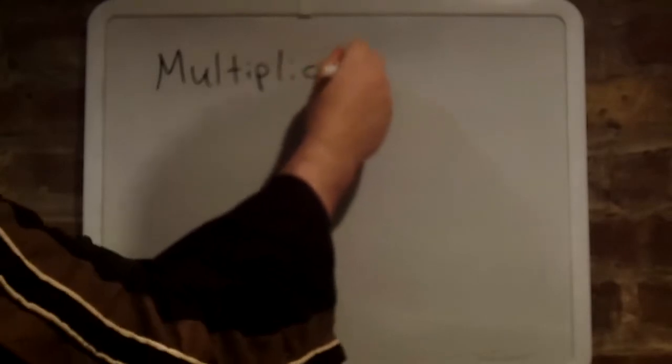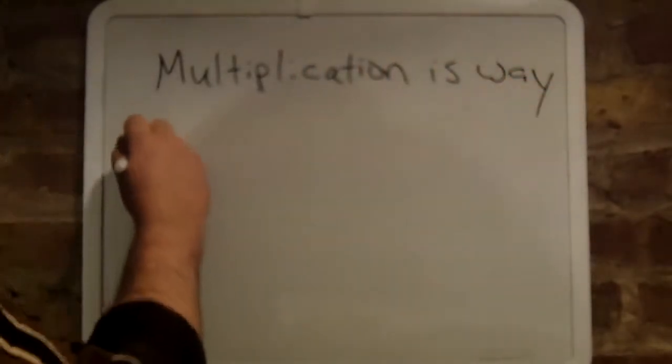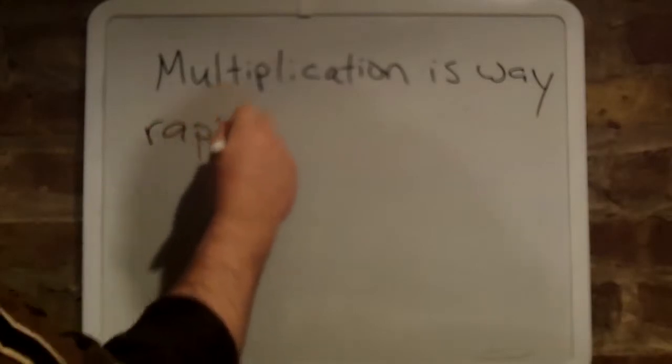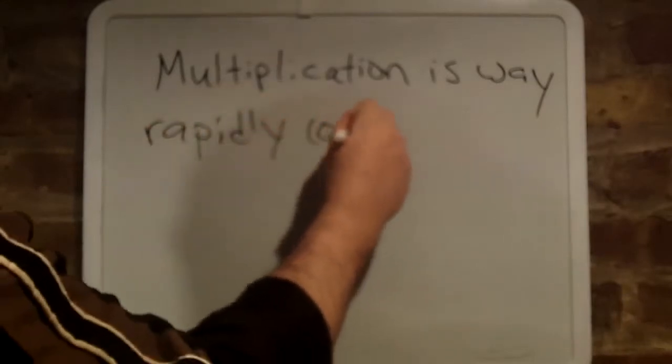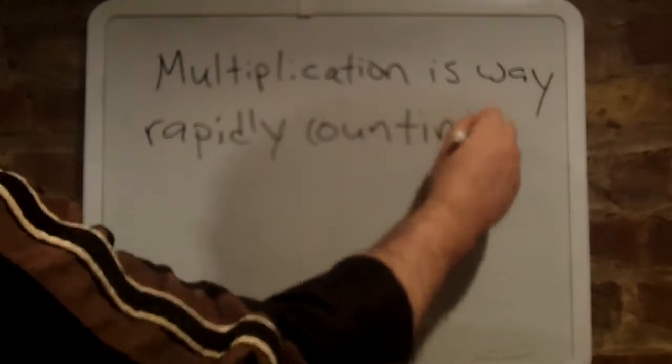So multiplication is a way of rapidly counting equal-sized groups.